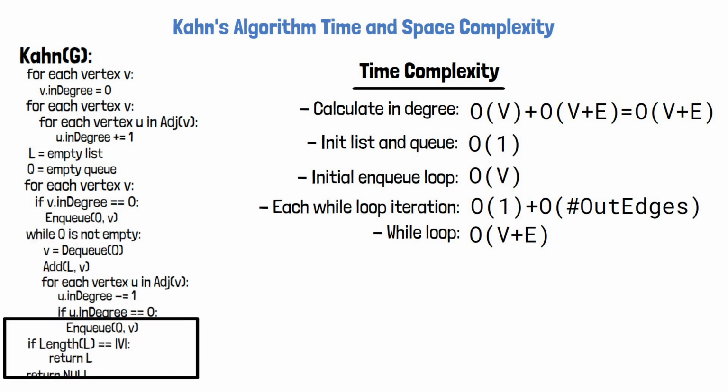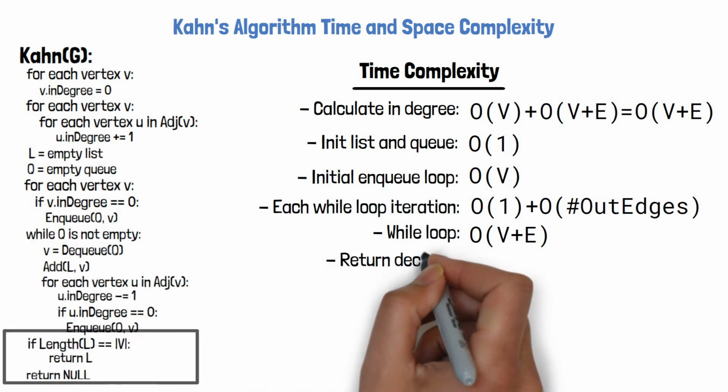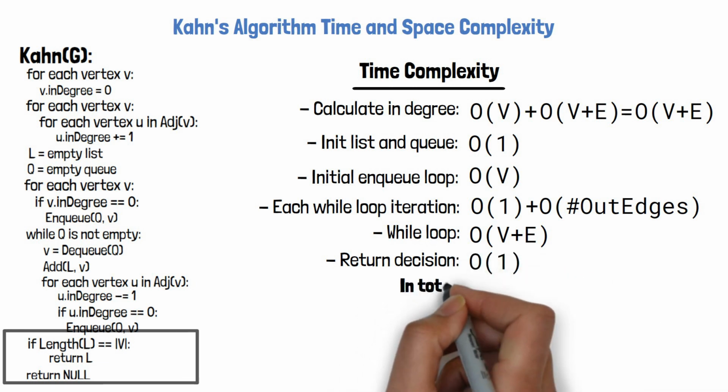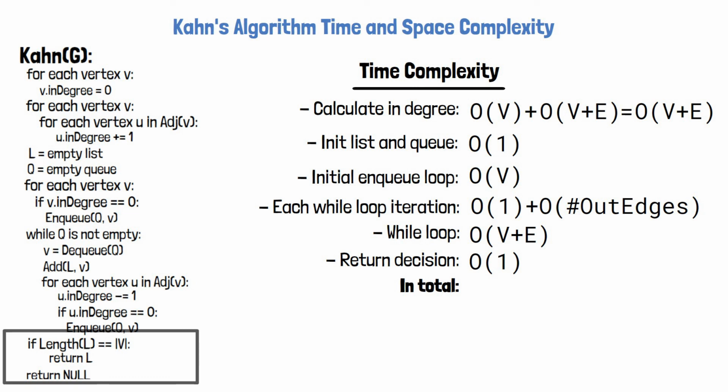Finally, we have the return decision, which costs big O of 1. So in total, by summing it all up, we are left with big O of the number of vertices v plus the number of edges e.